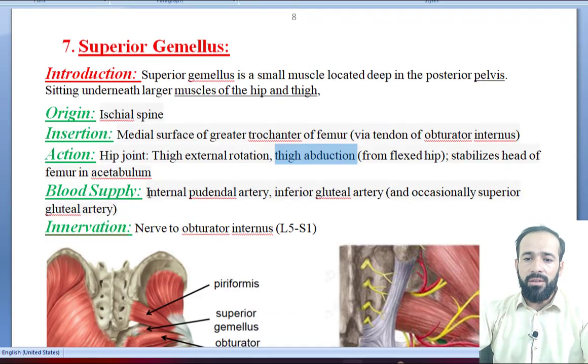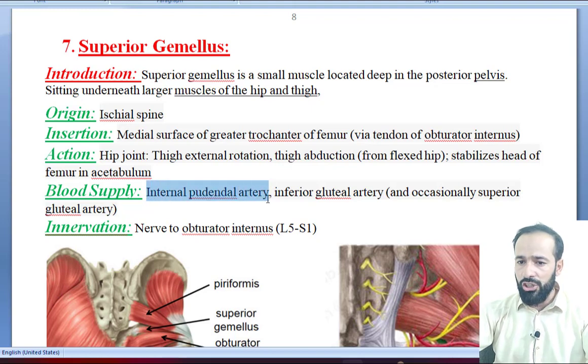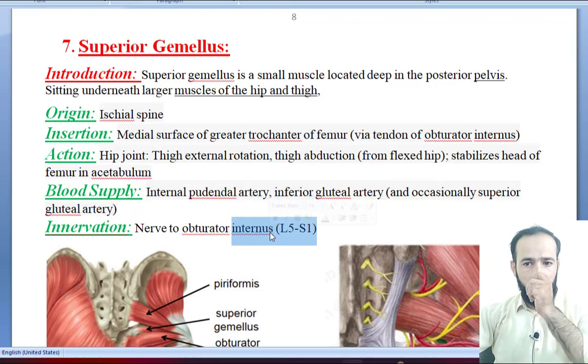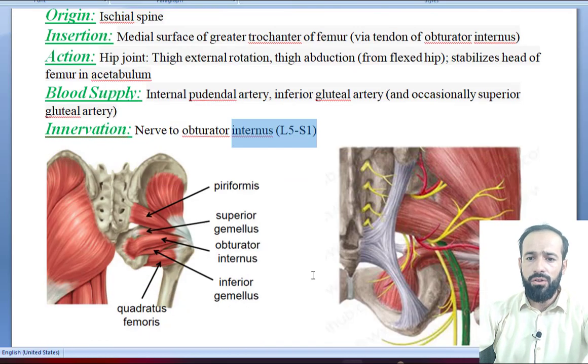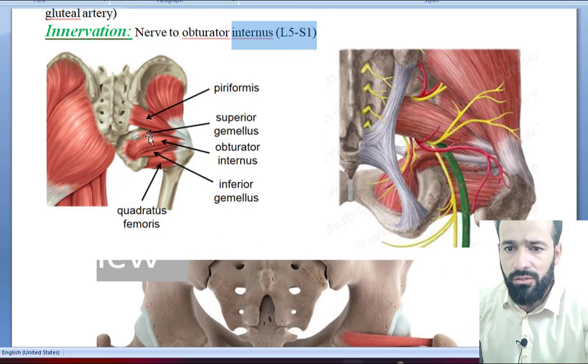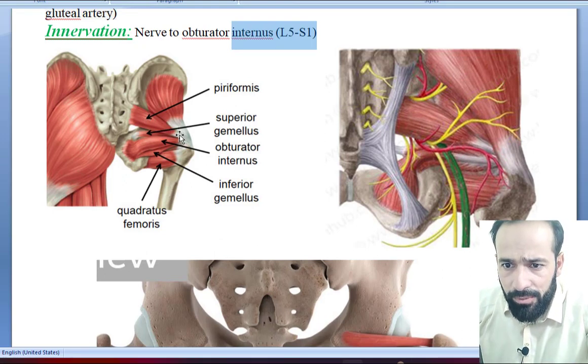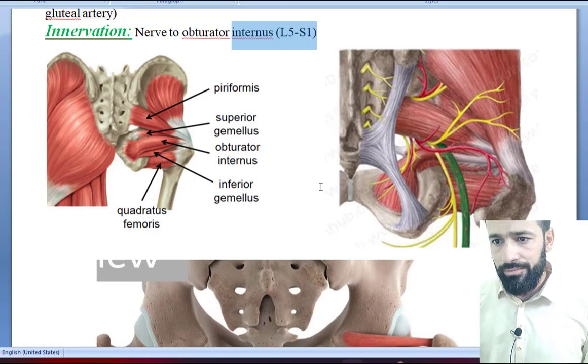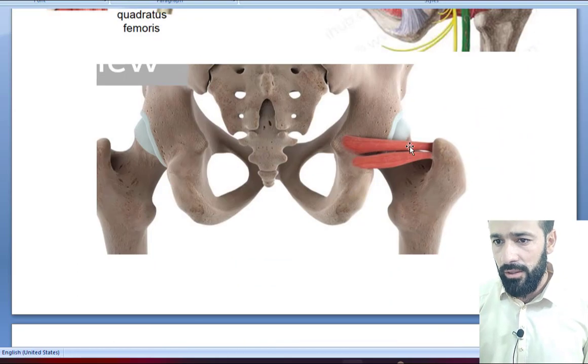And what is their blood supply? Their blood supply comes from the internal pudendal artery, inferior gluteal artery and superior gluteal artery, three branches. And they are innervated by the nerve to obturator internus muscle, which comes from L5 and S1. So this was about superior gemellus. You can see it also here. This is piriformis muscle, obturator internus muscle, and this is superior gemellus, and there is inferior gemellus muscle. So these are the two muscles, the superior gemellus and inferior gemellus.